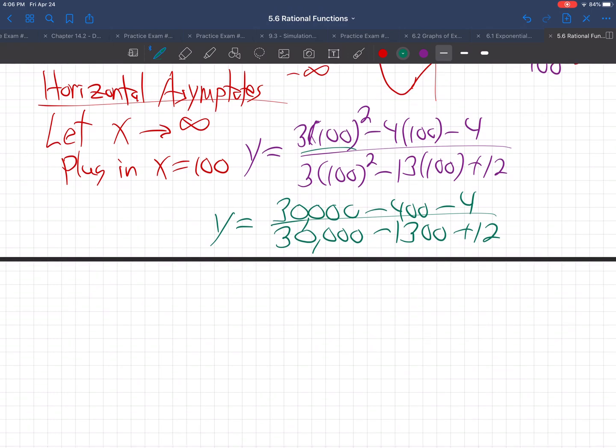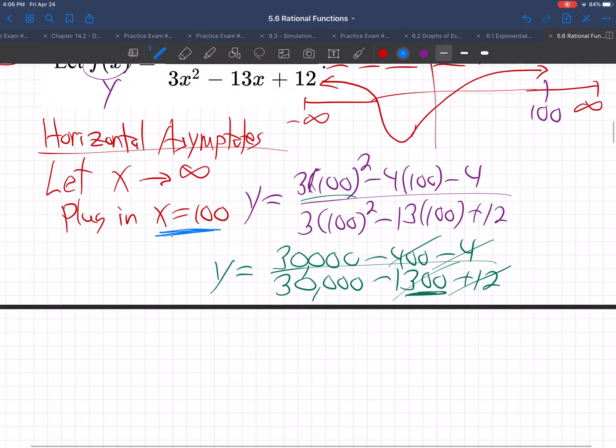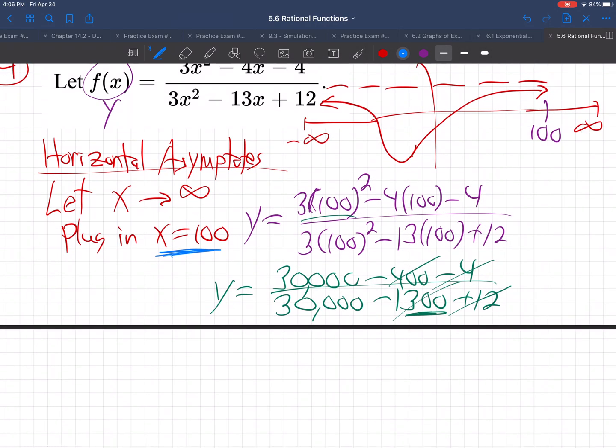Well, do you see that really this and this and this and this are chump change? They're super small. They don't really matter. You might think, well, 1,300 matters. Well, it's because I only plugged in 100. Remember, we're going to infinity, really. So 100 is just the beginning. I'm going to plug in 1,000, 10,000, a million, a billion, a trillion. It's going to get gigantic.